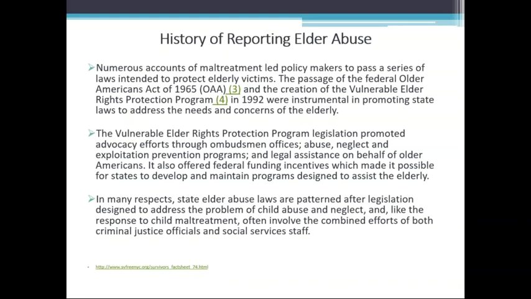support the elderly. And in many respects, you'll notice that a lot of the language, the description of the types of abuse sounds similar to child abuse and neglect, and that's because it was, in many cases, patterned after legislation designed to address the problem of child abuse and neglect. And it often involves the combined efforts of not just criminal justice officials investigating a potential crime, but also social services staff and agencies that are there to provide those resources and support.